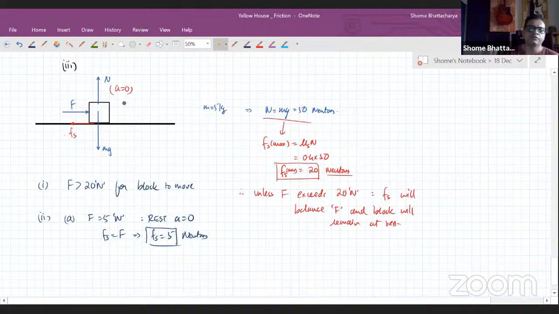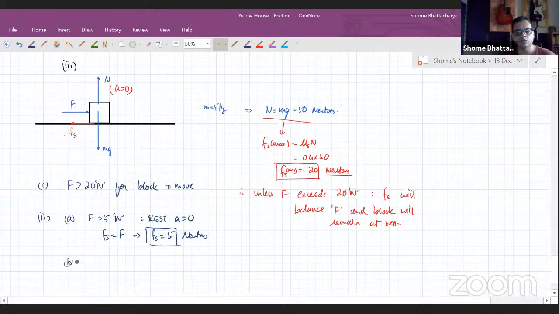Okay, I'm applying a force of 5 newtons forward and the block is accelerating backwards because of 20 newtons of friction. That doesn't happen. The friction will adjust itself to just that much that is required to balance this force F so that the block does not accelerate. Because what is the job of static friction? What is it trying to do? It's trying to prevent slipping. It's not trying to make the block move backwards. It's trying to cancel the force F so that the block doesn't slip. So it will apply only 5 newtons.